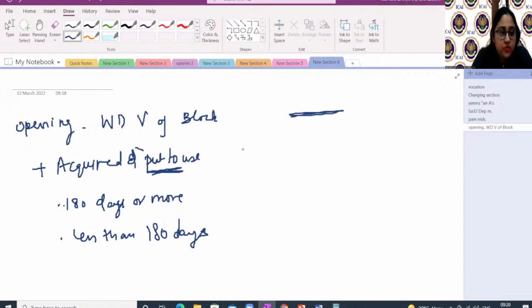So ma'am, what is first of all put to use? एक होता है, I was telling about one is active and passive use, but that is used, right? Even if it is used actively or passively, the point is there is usage. So put to use is very important for claiming depreciation. The depreciation of an asset only starts from the period when you put it to use. Acquisition is not important for claiming depreciation. The depreciation can be claimed only from the period when you put to use.